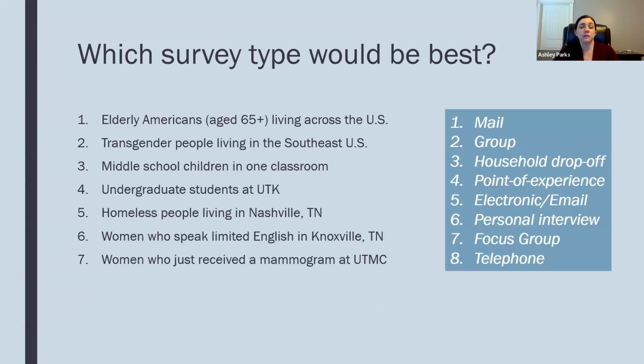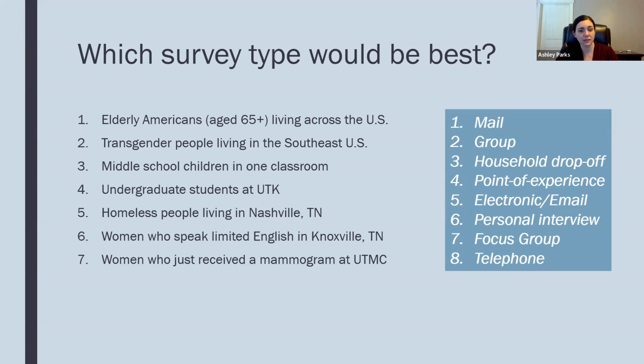Now, I want you to think for a moment about what type of survey works best for different groups. For example, if I'm surveying group 1, elderly Americans, ages 65 plus, I might mail them something. I might go by their house and talk to them or ask them to fill it out at a healthcare center, at a point of experience. I may even come by and interview them, talk with them, call them.